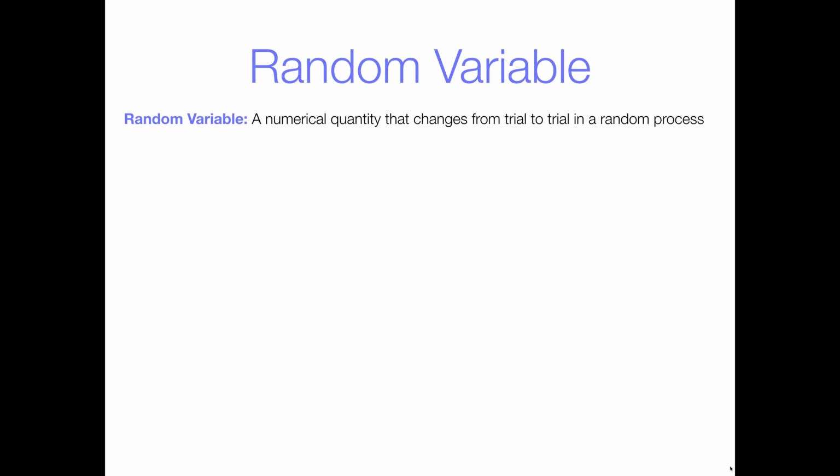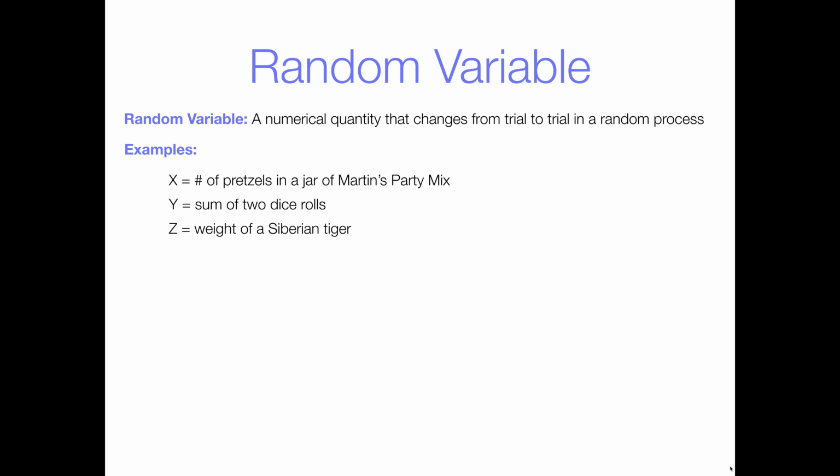So a random variable is a numerical quantity that changes from trial to trial in a random process. For example, it could be the number of pretzels in a jar of Martin's Party Mix. It could be the sum of 2 dice rolls. It could be the weight of a Siberian tiger. Or it could be a grade on the final for this class.